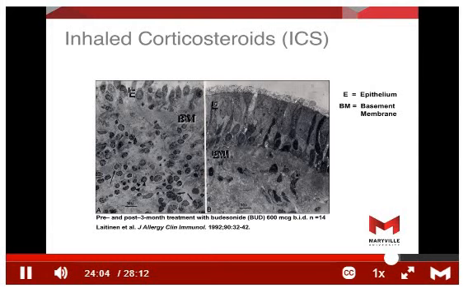This is just an image of what they can do in regards to decreasing inflammatory response. And you can see this is a pre and a post 3-month treatment.